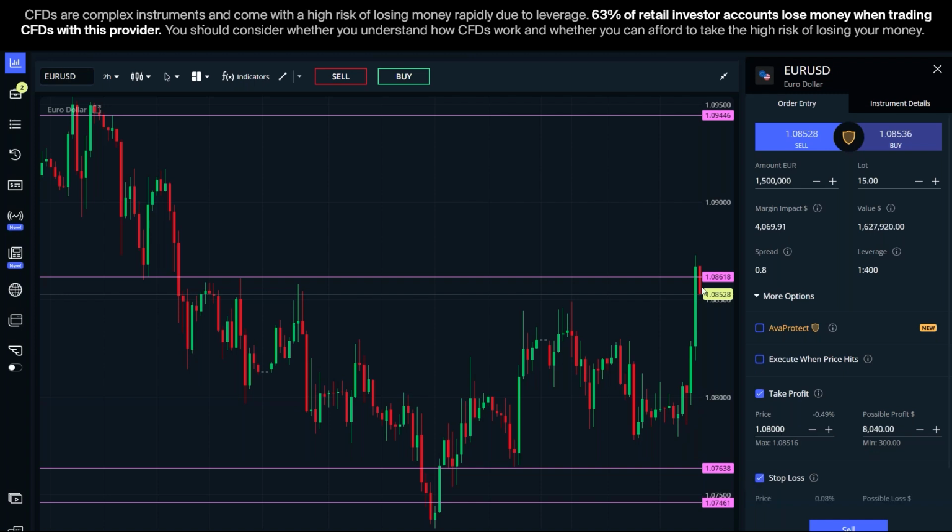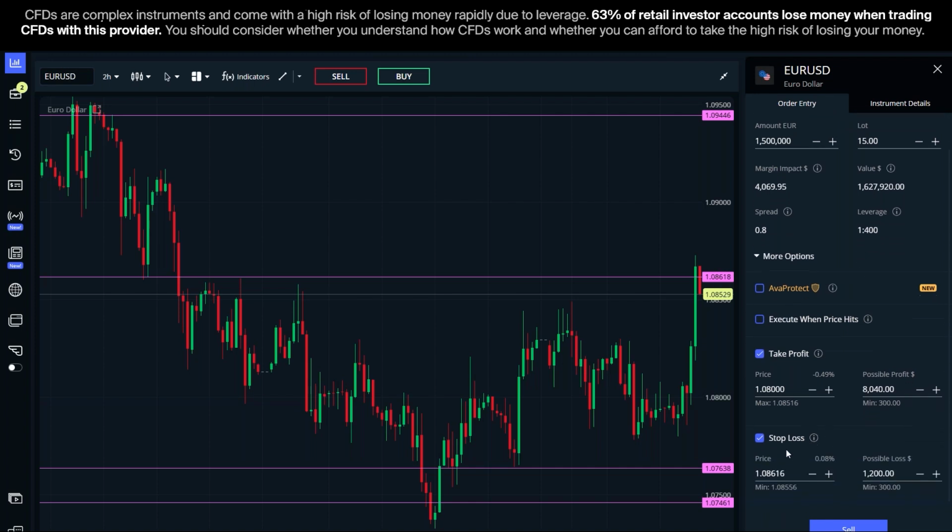Stop loss could be... it would have to break back above this resistance. So 108.70 for the stop loss. Okay, it's better than 3-to-1 potential profit to risk.